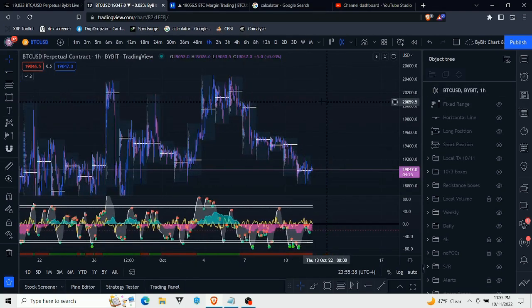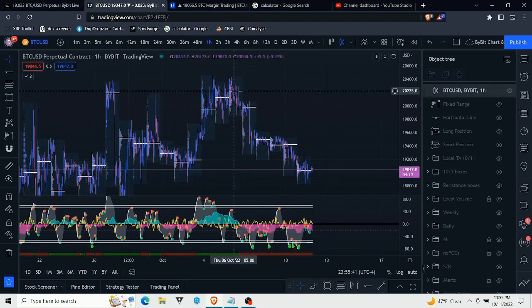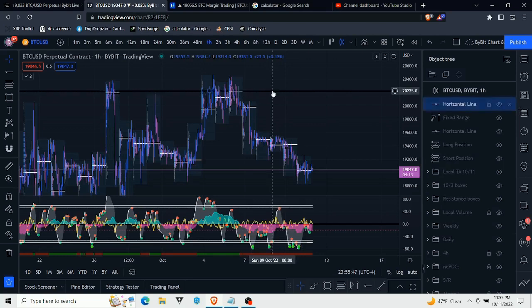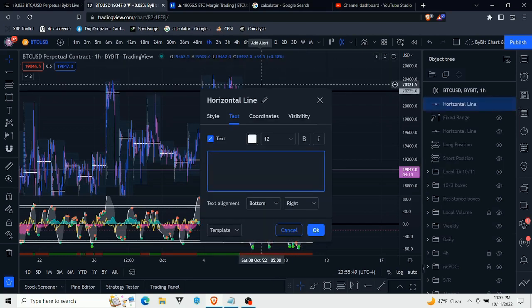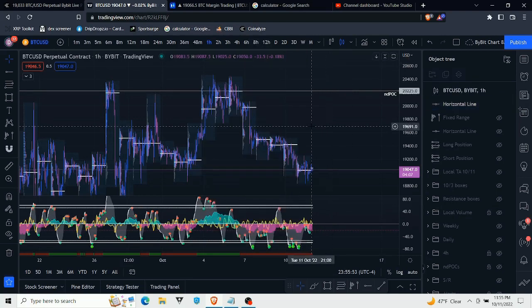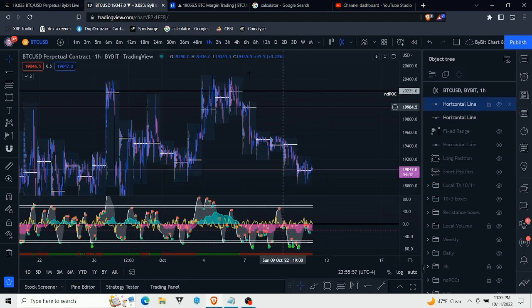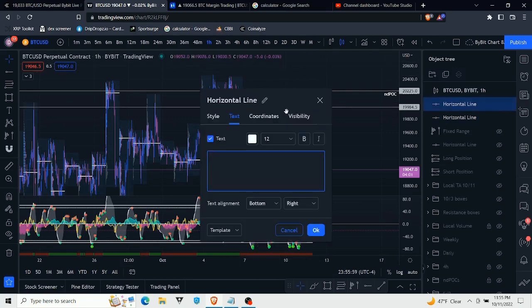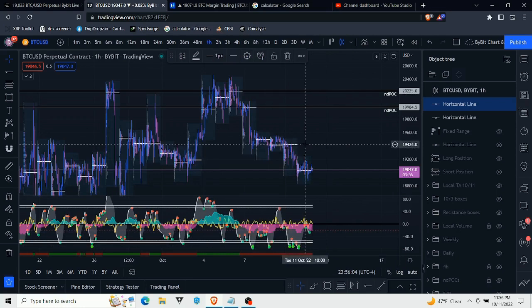What you're essentially looking for with these ndPOCs is ones that have not been touched once that day closed. We have a great example of that right up here. I would mark that out with a horizontal line and type ndPOC on that. Seems like we have another one right here, so I can mark that out as well. I will just do this for all of the ones that I see.